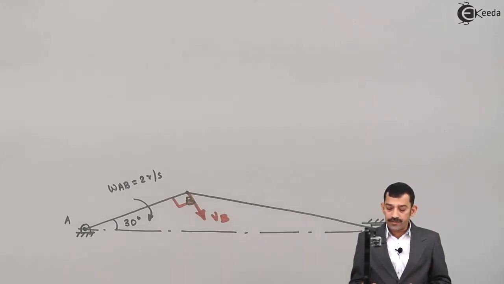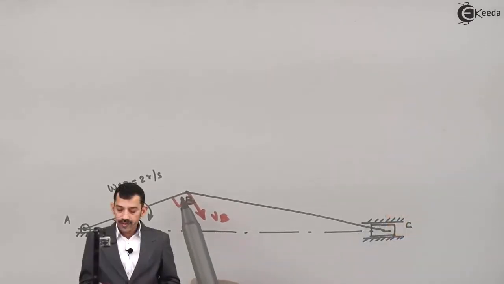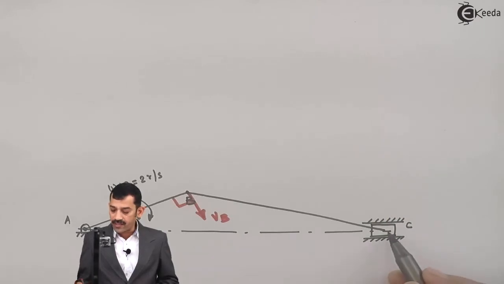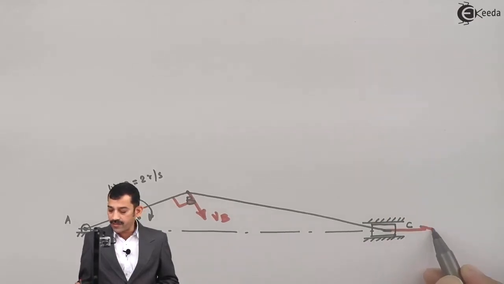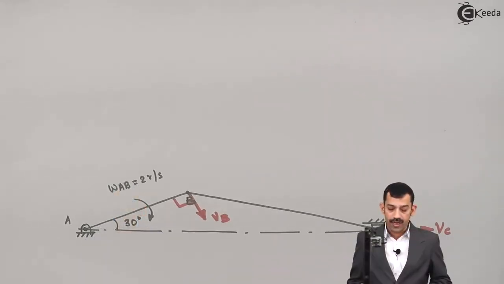Now link BC doesn't rotate about any particular fixed center of rotation, that means link BC performs general plane motion. As B moves in downward direction, slider C has to slide only in horizontal direction, rightward or leftward. That depends on the linear velocity of point B, which is downward. That means slider C has to slide in rightward direction. Therefore, VC is rightward.